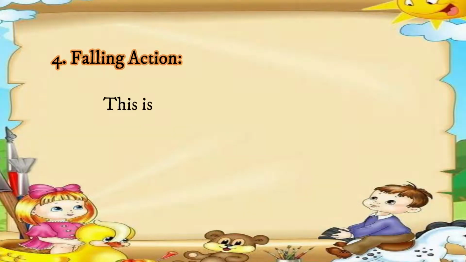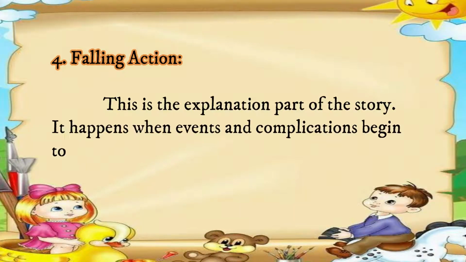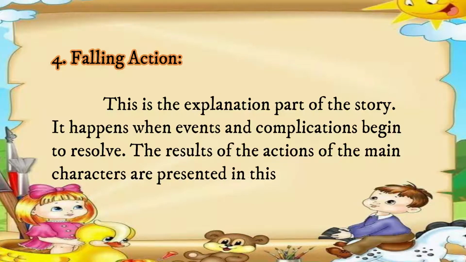Number 4, falling action. This is the explanation part of the story. It happens when events and complications begin to resolve. The results of the actions of the main characters are presented in this part of the story.